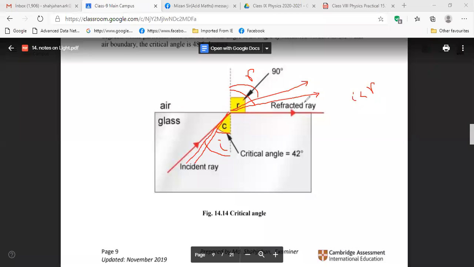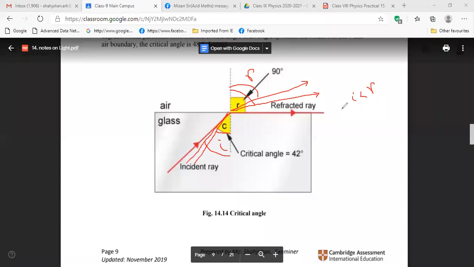And at one stage your angle of refraction will be 90 degrees. At that time your refracted ray will go along, you see here the line is showing you the contact of air and glass, right? This line. And the refracted ray will go through that contact line. Is it clear, everyone?